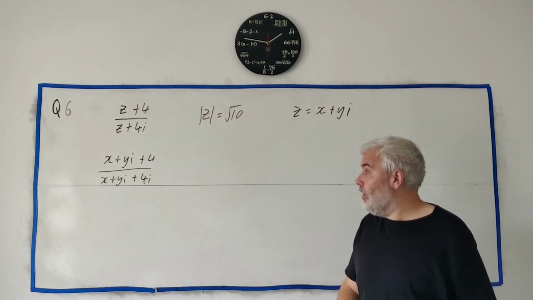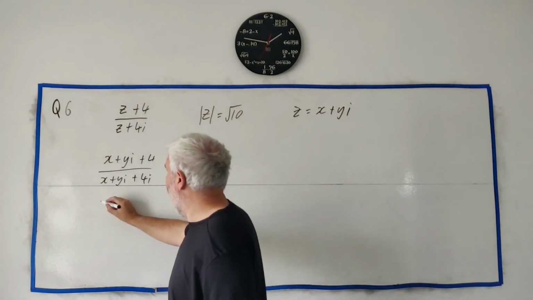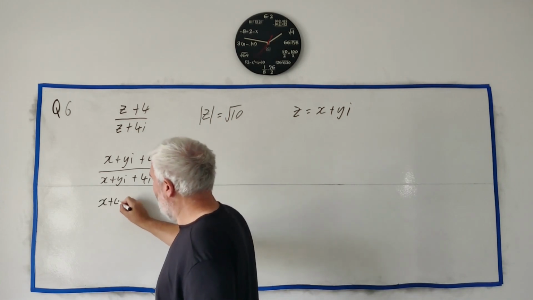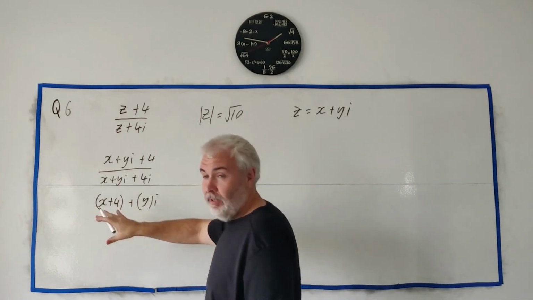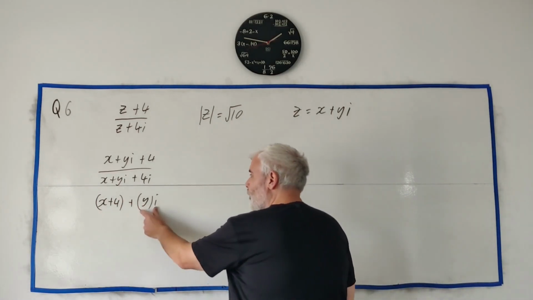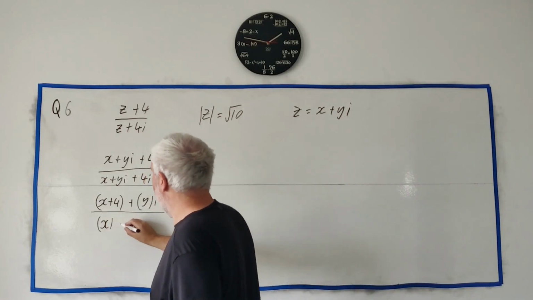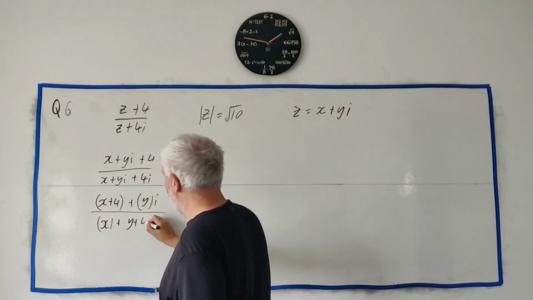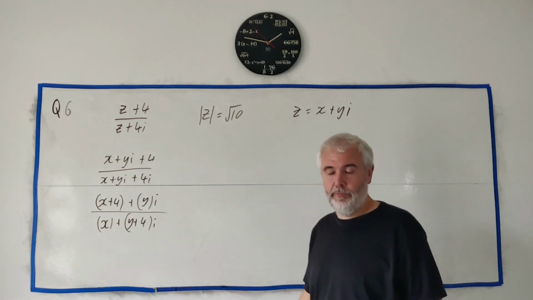And we are going to get the complex conjugate at the bottom, but I think it will help to rewrite this again as x plus 4, put a bracket around it, plus y. I'll put a bracket around that just to make it really obvious. This is the real part and the imaginary part of the top row. The bottom row, x is the real part and the imaginary part is y plus 4, and they're both multiplied by i. That's the imaginary part of the bottom row.